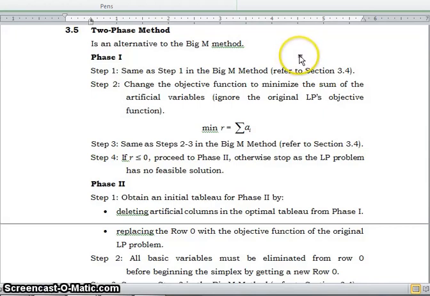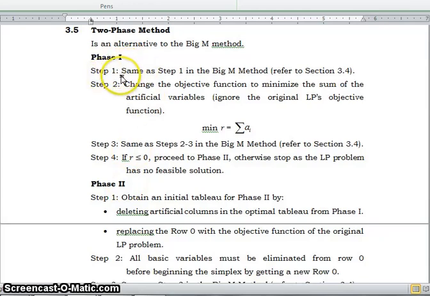This method is an alternative to the Big M method. It means that if you have artificial variables in the model, you can use either the Big M method or the two-phase method to find the solution of the problem. This method involves two phases, phase 1 and phase 2.